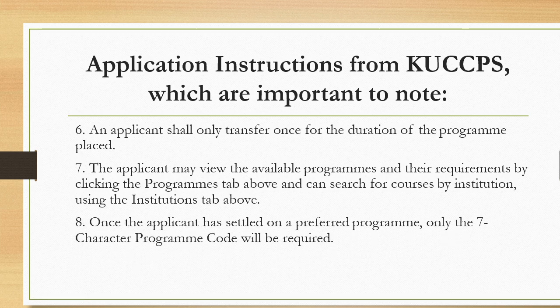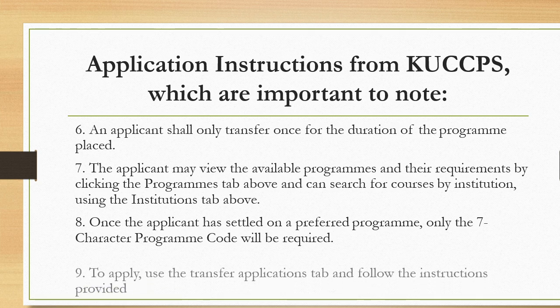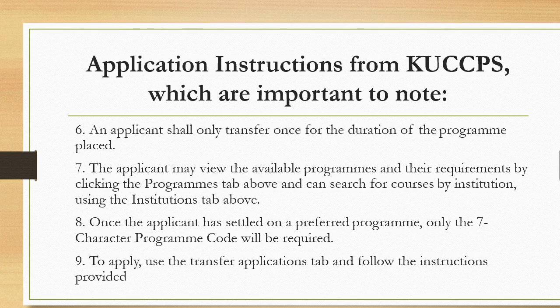Number 8, once the applicant has settled on a preferred program, you will have the 7-character program code that you need to key in. I'll show you step by step. These are just instructions that I need you to get familiar with. Also, you need to apply using the transfer applications tab. I'll show you the tab that you need to click on, and of course you provide the instructions that are needed.